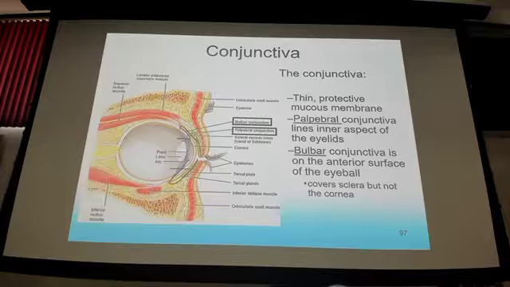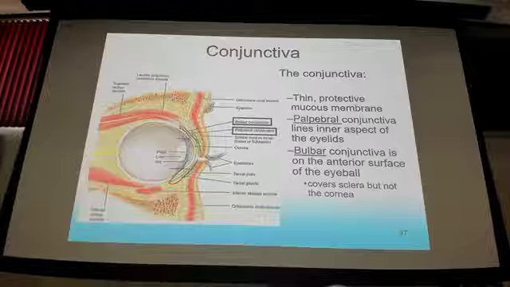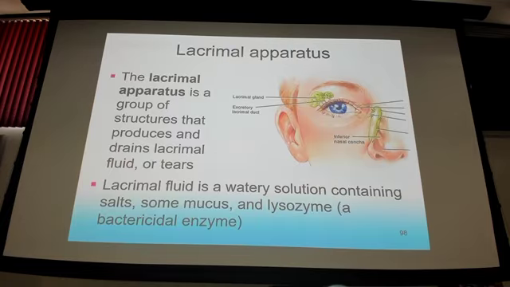All right. So that's how it looks. In the upper lateral portion of your eye, you're going to have the lacrimal apparatus. This is where we get our tears from. But tears are actually called lacrimal fluid. Lacrimal fluid is very important for our eyes because it has salts in it, mucus, and some bactericidal type enzymes. So our tears serve a really big purpose, not only to keep our eyes moist, but to keep bacteria and things out of our eyes.